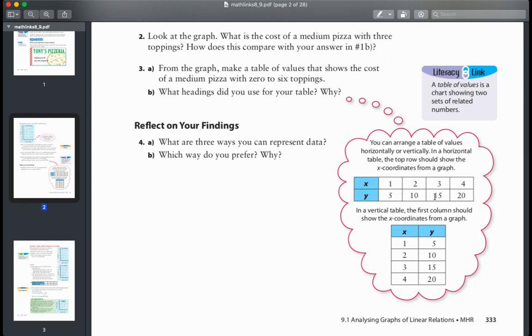5 times bigger than x. Because if you take 1 times 5, you get 5. 2 times 5, you get 10. 3 times 5, you get 15. 4 times 5, you get 20. And so that would be the relationship between x and y.